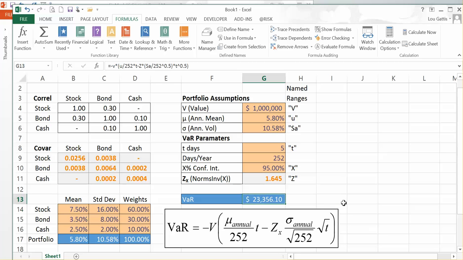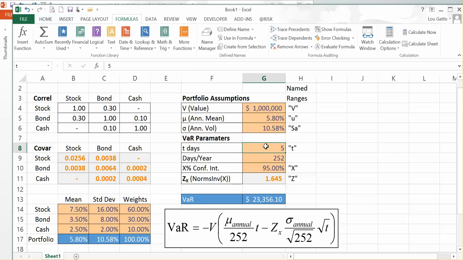And I get a VaR of 23,356. So if I have a portfolio invested in 60, 30, 10 stocks, bonds, and cash, given these capital market assumptions of correlations, volatilities, and means, that portfolio has an annualized mean of 5.8 and a standard deviation of 10.58. If I assume returns are normally distributed with that mean and that standard deviation, I am 95% confident losses will not exceed 23,356 over 5 days. Or there's a 5% chance that losses will exceed this value.